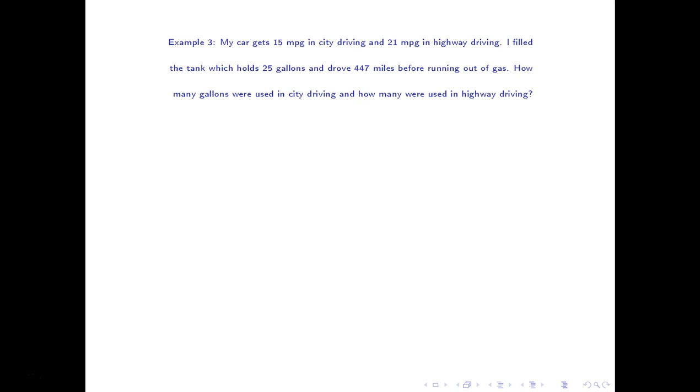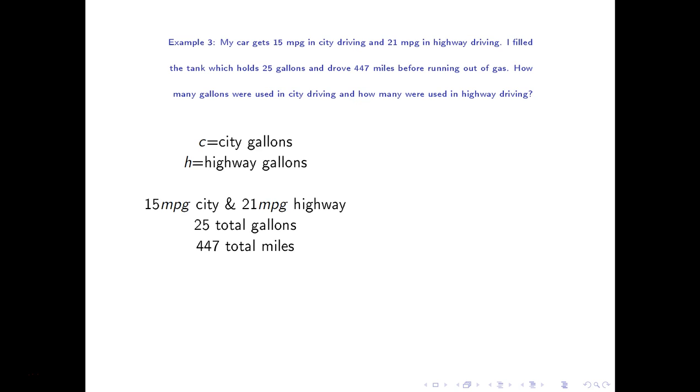Welcome back. Hopefully what I came up with is C for city gallons and H for highway gallons because we're looking for gallons of gas that are used. So I have my C and my H. Again, you could have used X and Y. I don't care, as long as they're variables. And what else do I know? Well, I know that I have 25 miles per gallon in city, 15 miles per gallon city, 21 miles per gallon highway, 25 total gallons, and 447 total miles.